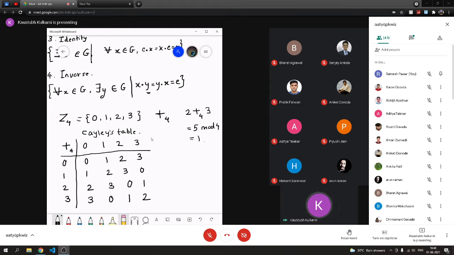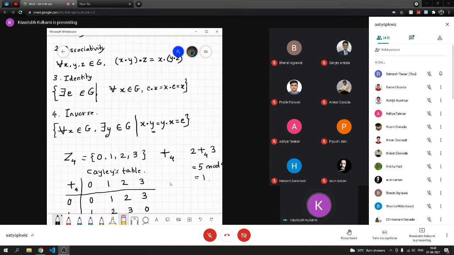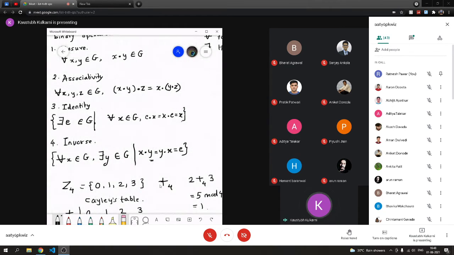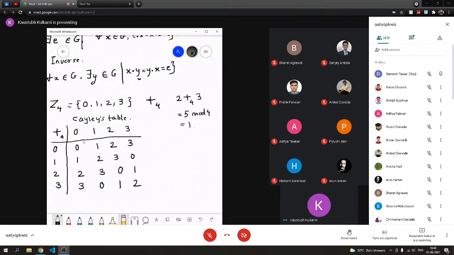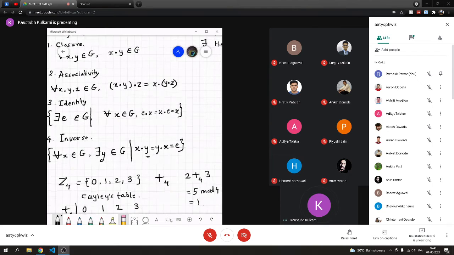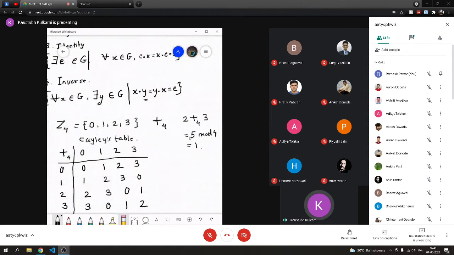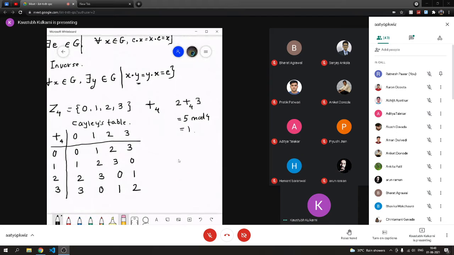So from this table, we can check the properties. The first property is closure. As you can see, all the results are within the set Z4, that is 0, 1, 2, 3. Then the second is associativity. Whichever we add first, because it is addition, we know that addition is associative.